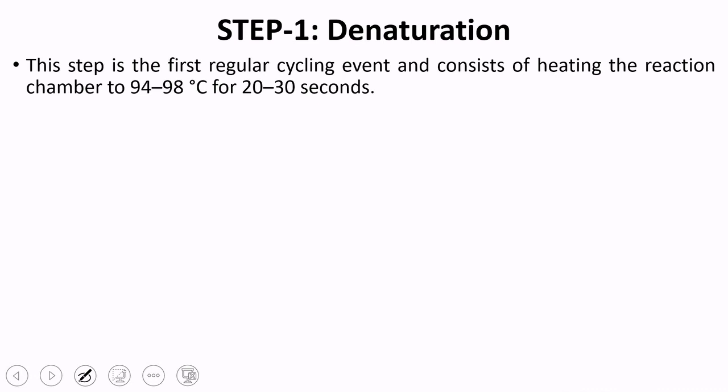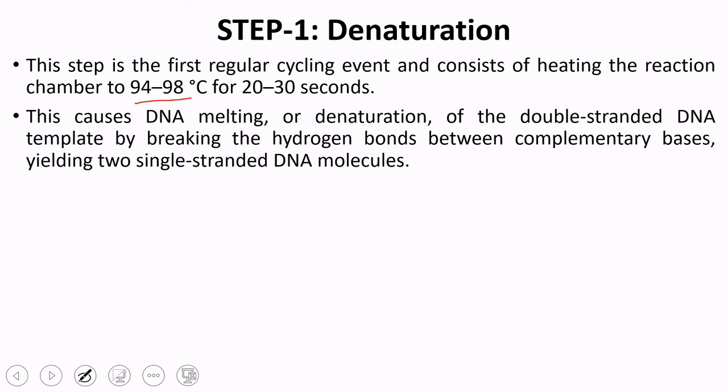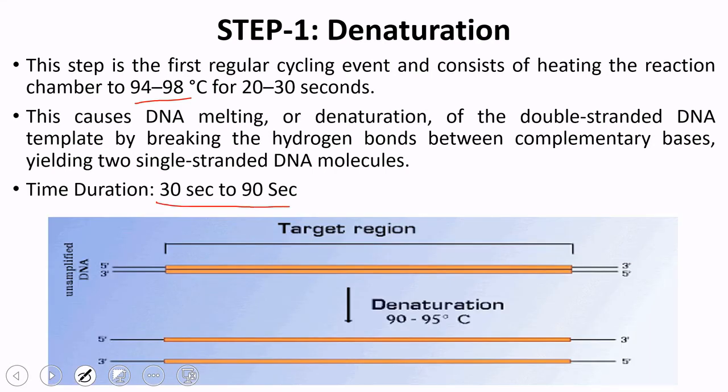I have told you PCR has three different steps. The first step is the denaturation process. In the denaturation process, the DNA thermal cycler increases its heat and reaches 94 to 95 degrees centigrade on average, otherwise 94 to 98 degrees centigrade, for 20 to 30 seconds. In this case, the hydrogen bonds of the double stranded DNA will be broken down, so both strands will be separated from each other, and we will have two separate single stranded DNA. Roughly this will be for 30 to 90 seconds.